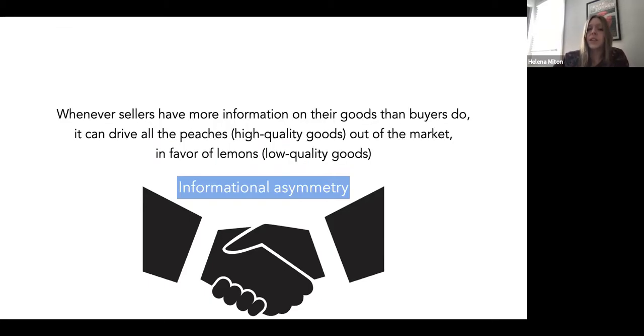So for instance, you usually get informational asymmetry when you're trying to get commercial exchanges between two parties who don't know each other off the ground. Informational asymmetry is the lemons and peaches story that was coined in the 70s. Whenever sellers have more information on their goods than the buyers do, it can drive all the high quality goods, or peaches, out of the market in favor of low quality goods, or lemons.